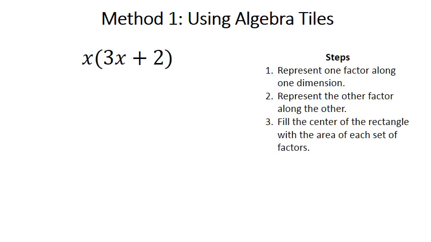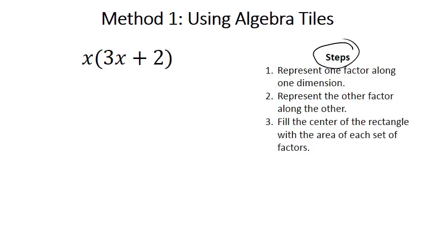The first method you can use is algebra tiles. Now some of you like to use algebra tiles and others don't. However, it's good for you to know that you can use them. The steps over here are exactly the same steps you used when multiplying monomials by monomials. So in our last lesson, we talked about how to multiply x times 3x without this plus 2. Well, now we're adding a plus 2 in it. So our steps haven't changed.